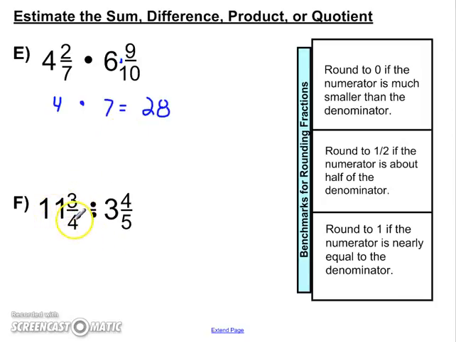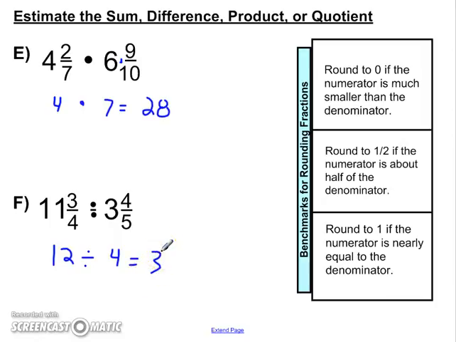So 11 and 3/4. Well, 3/4 is basically a whole. So this 11 plus 3/4 is basically 12. Okay. 3 and 4/5. Well, 4/5 is basically a whole. So 3 plus 1, this is 4. 12 divided by 4 is 3. So 11 and 3/4 divided by 3 and 4/5 is approximately 3.